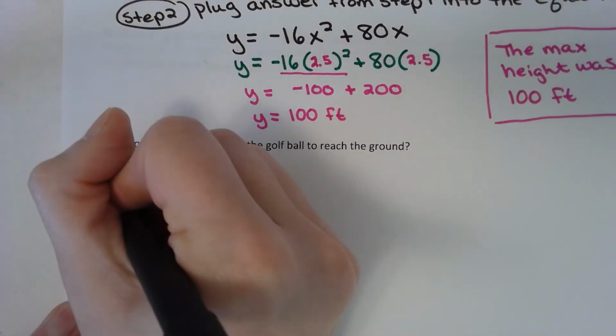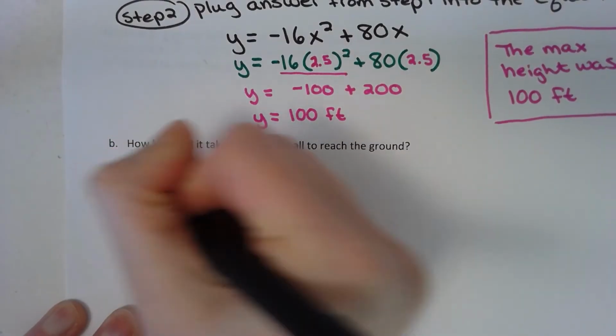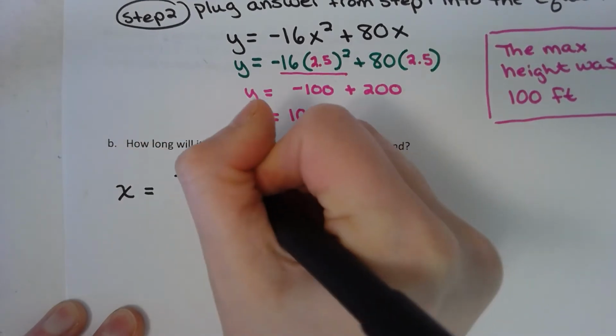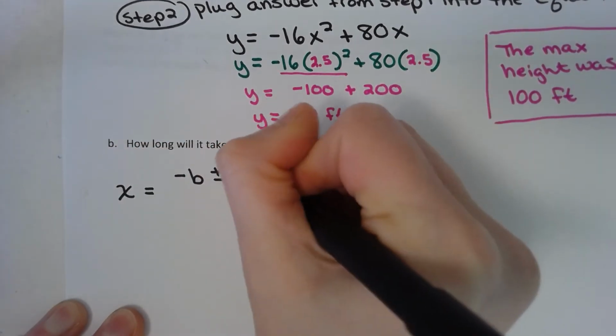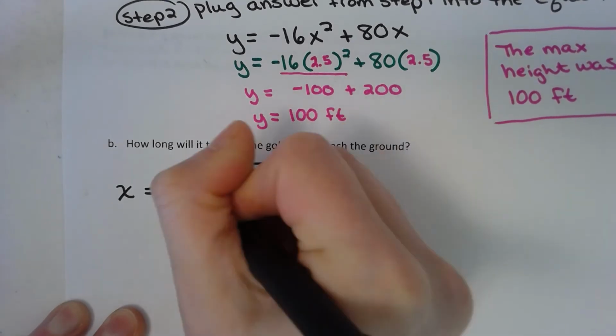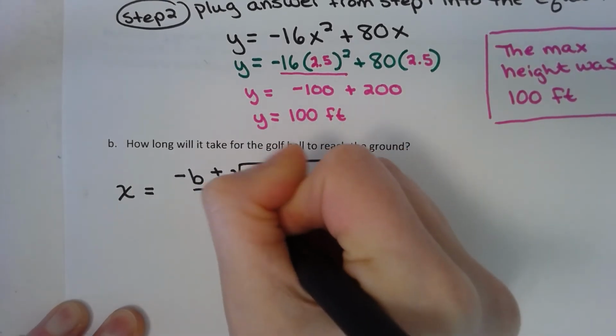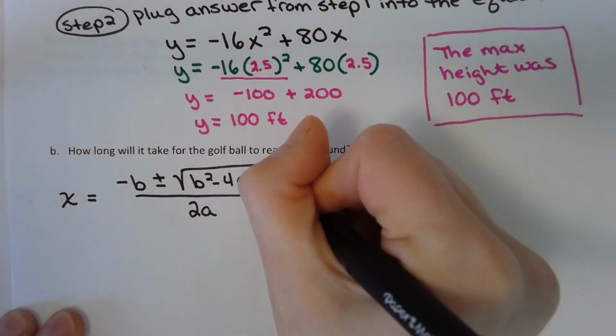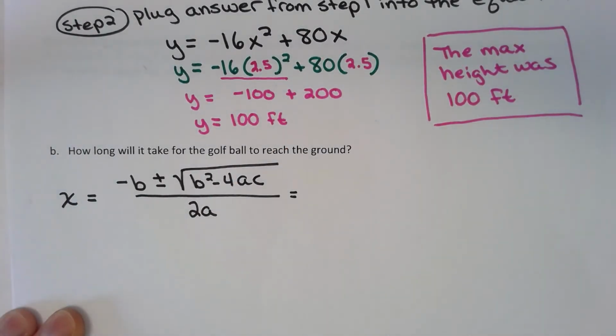So that means I've got x is equal to negative b plus or minus the square root of b squared minus 4ac, this whole thing divided by 2a. Now I like to rewrite that so that I can show you what's happening between steps.